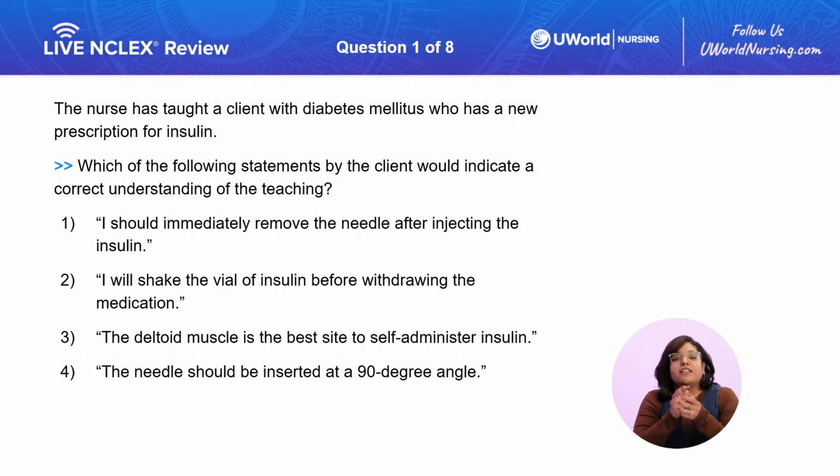Question 1. The nurse has taught a client with diabetes mellitus who has a new prescription for insulin. Which of the following statements by the client would indicate a correct understanding of the teaching? Option 1, I should immediately remove the needle after injecting the insulin. Option 2, I will shake the vial of insulin before withdrawing the medication. Option 3, the deltoid muscle is the best site to self-administer insulin. And option 4, the needle should be inserted at a 90-degree angle.